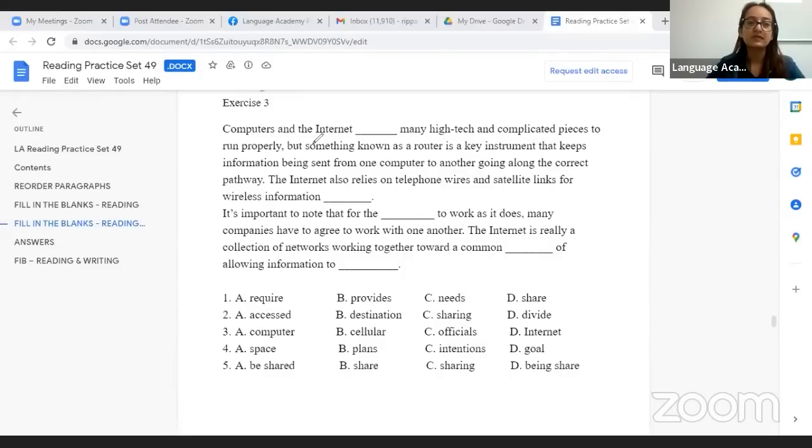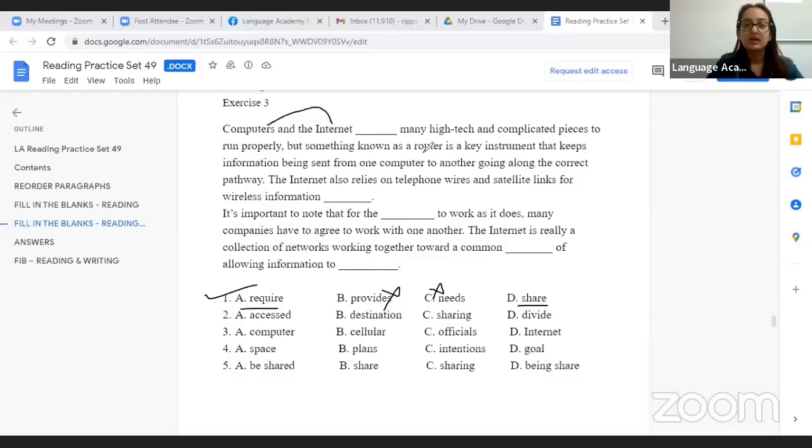It says computers and the internet dash many high-tech and complicated pieces to run properly. So computers and the internet is plural, so we need a verb without S, so we can eliminate provides and needs first of all because they are with S. So we are left with require and share. So computers require many pieces to run properly, or computers share many pieces to run properly. So computers and the internet require means it is required that every piece runs properly. Only then there can be information sharing.